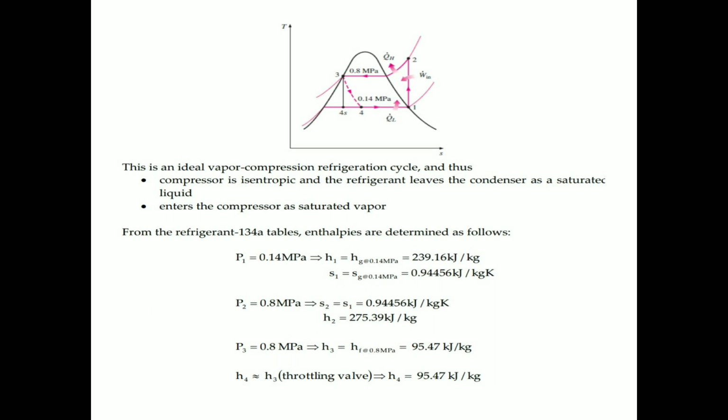So at point 1, P1, that is at lower pressure, the enthalpy at point 1, H1, is equal to Hg. H1 equal to Hg at 0.14 megapascal, that is equal to 239.16 kilojoule per kg, and S1 is equal to Sg at 0.14 megapascal, which is equal to 0.94456 kilojoule per kg.